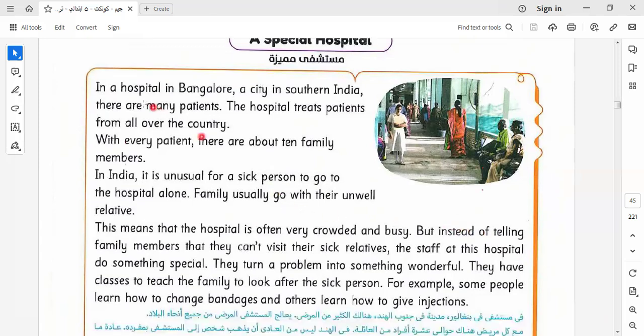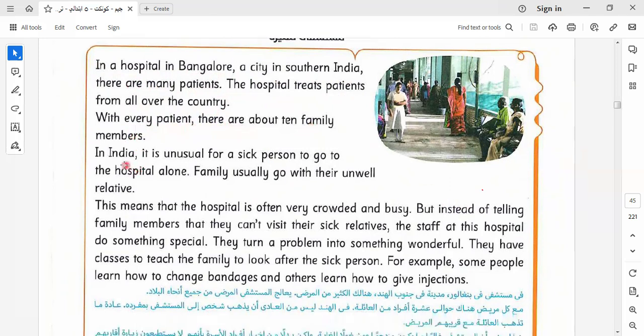A special hospital. In a hospital in Bangalore, a city in southern India. This is in India. There are many patients. The hospital treats patients from all over the country. With every patient, there are about 10 family members. In India, it's unusual for a sick person to go to hospital alone. Why? Because they must have a family.